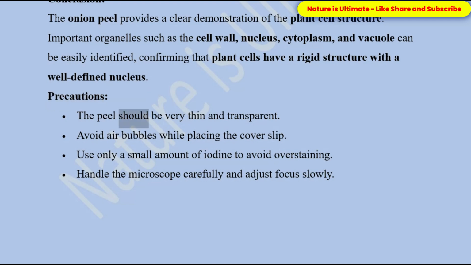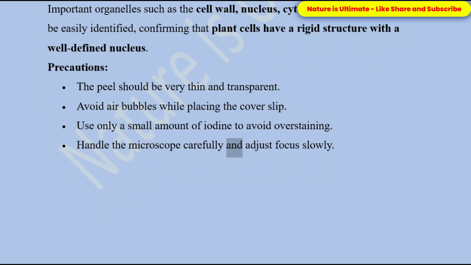Precautions. The peel should be very thin and transparent. Avoid air bubbles while placing the cover slip. Use only a small amount of iodine to avoid overstaining. Handle the microscope carefully and adjust focus slowly.